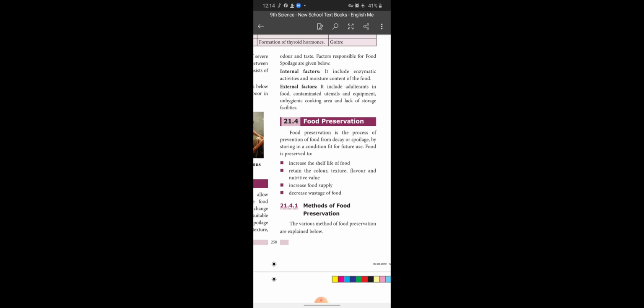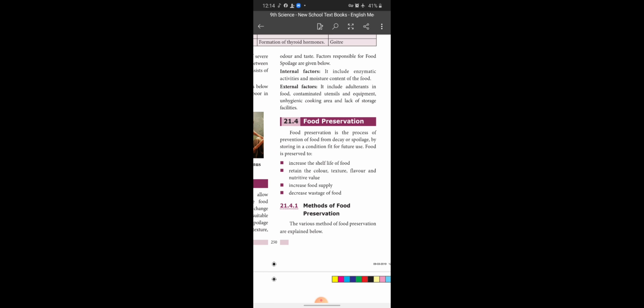Next one is food preservation. Food preservation is the process of prevention of food from decay or spoilage by storing in a condition fit for future use. Food is preserved to increase the shelf life of food, retain the color, texture, flavor and nutritive value, increase food supply, and decrease wastage of food. These are the various concepts for preserving food.